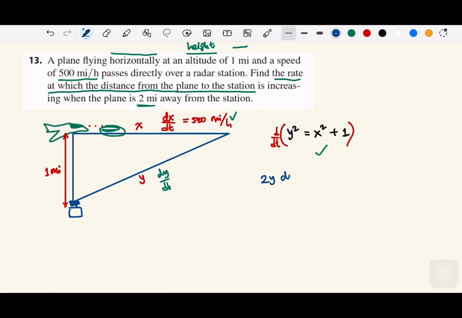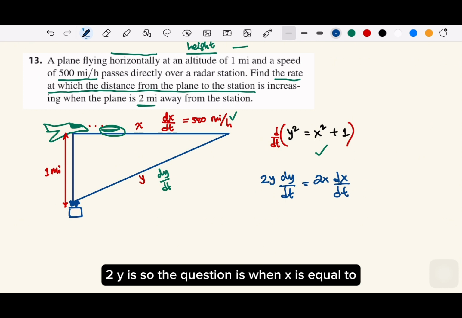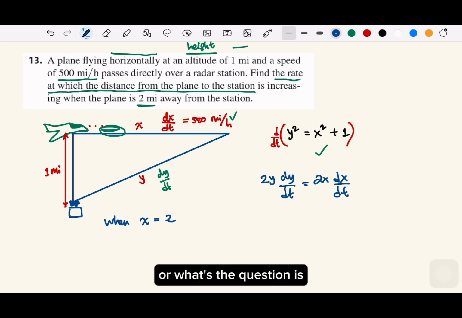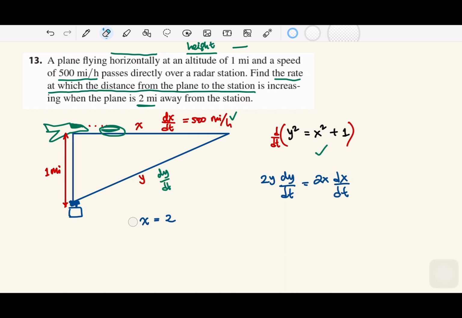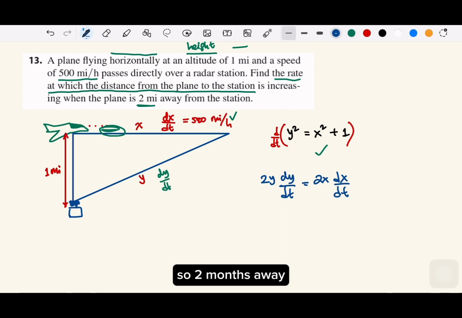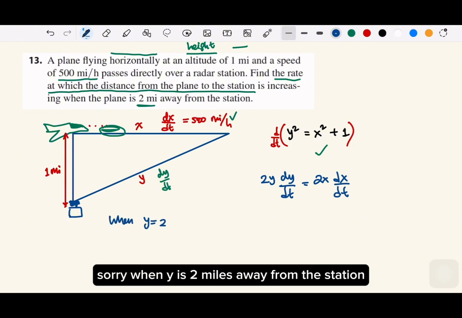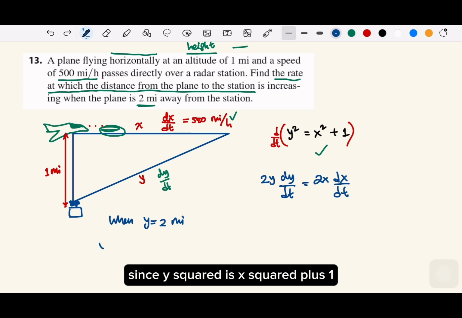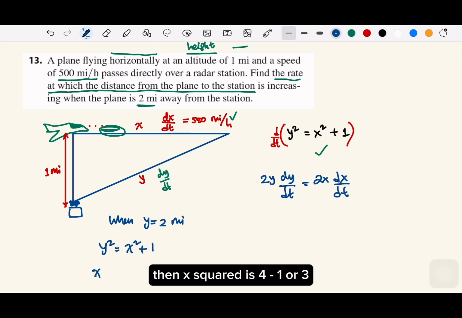So we get 2y dy/dt equals 2x dx/dt plus 0, right? So the question is when the plane is 2 miles away. 2 miles away means y is 2 miles away from the station. Since y squared is x squared plus 1, then x squared is 4 minus 1, or 3. So x should be the square root of 3.